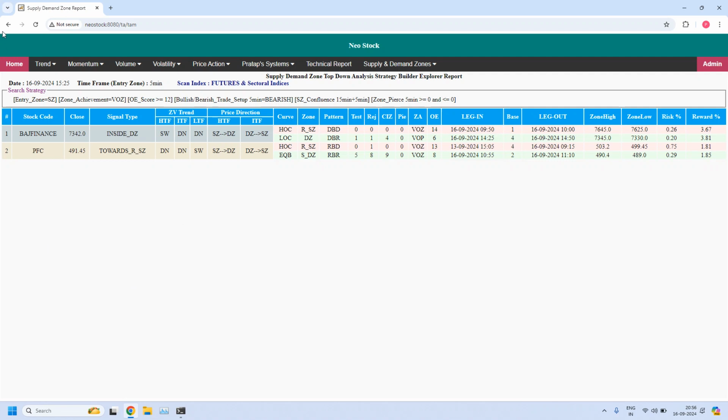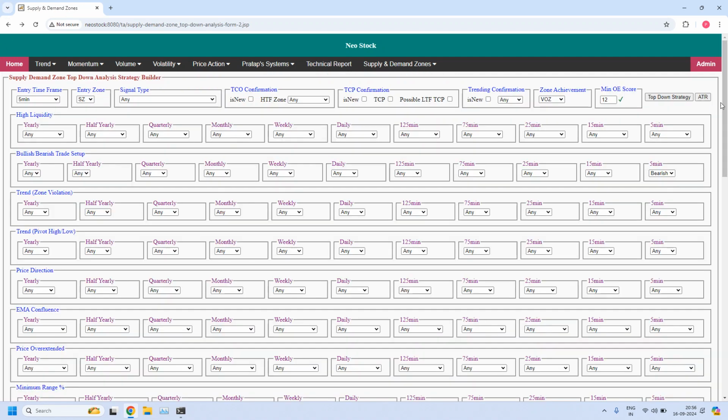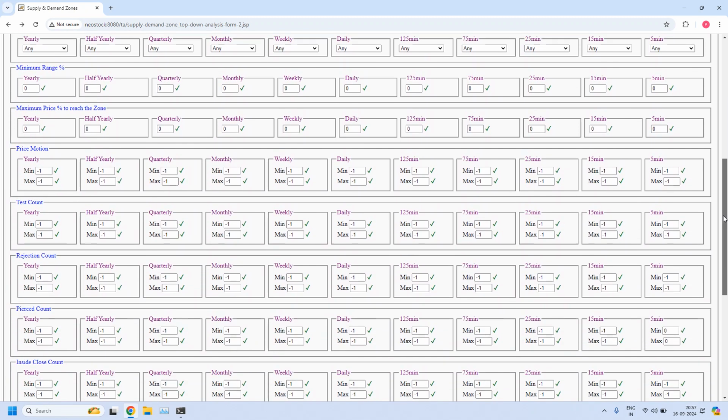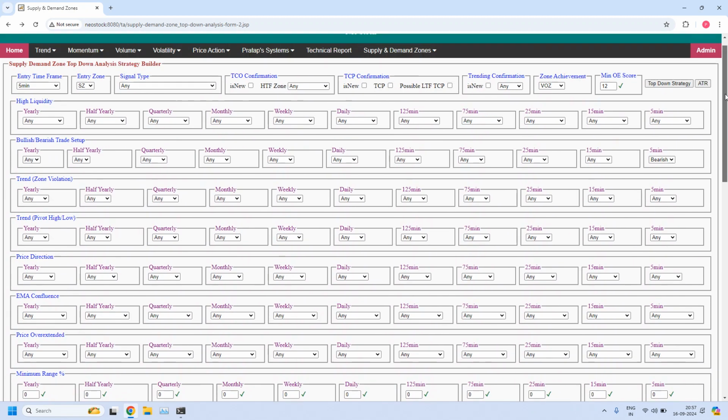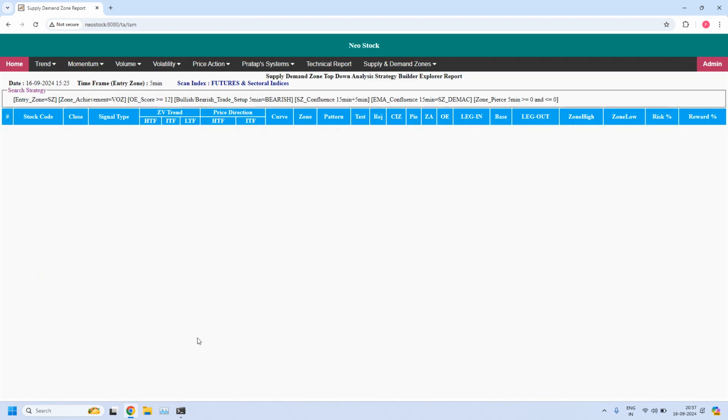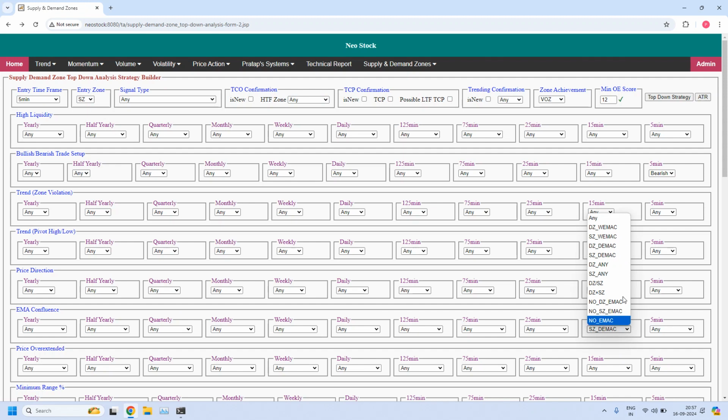If they are having any EMA confluence, let's verify. So in the EMA, I need to verify EMA confluence. In the EMA confluence, 15 minutes, because 5 minutes is part of 15 minutes. So I'm checking 15 minutes supply zone with daily EMA confluence. Out of the 2, no one is having EMA confluence. So no problem. I'm removing the filter without EMA confluence.